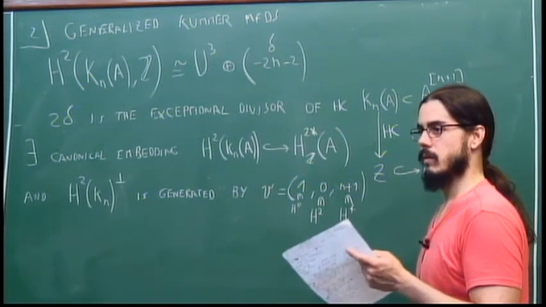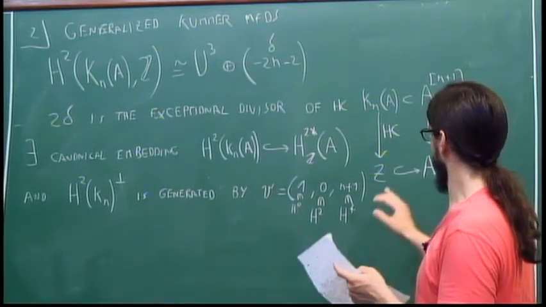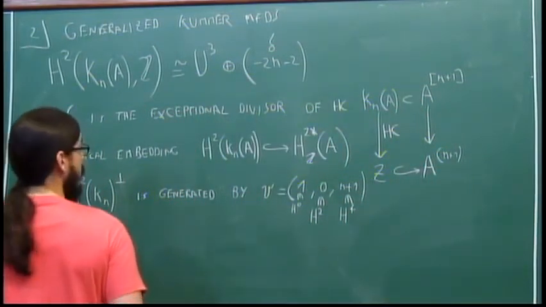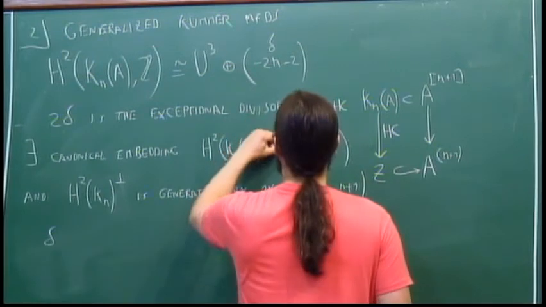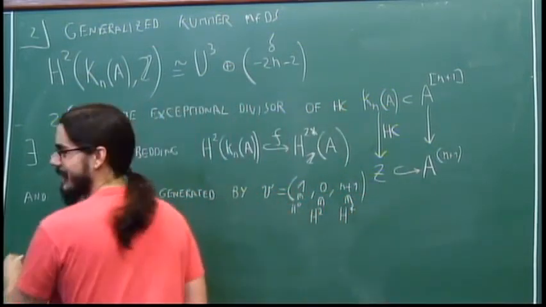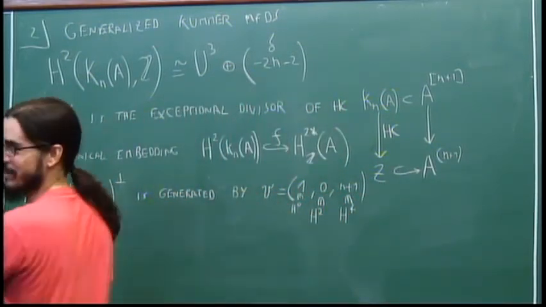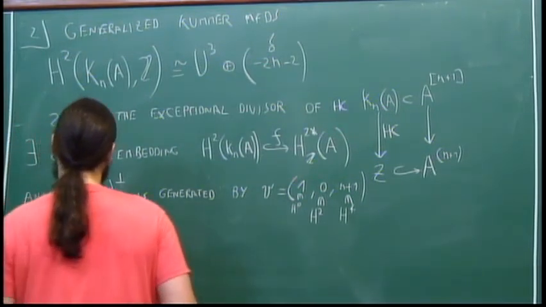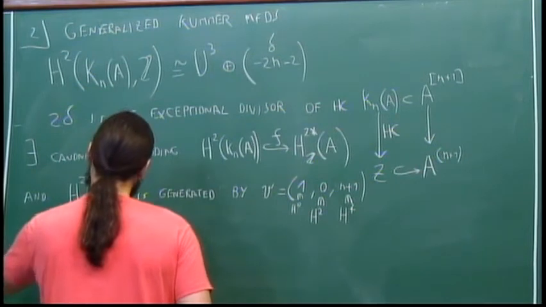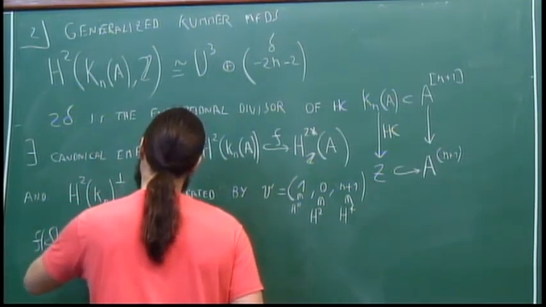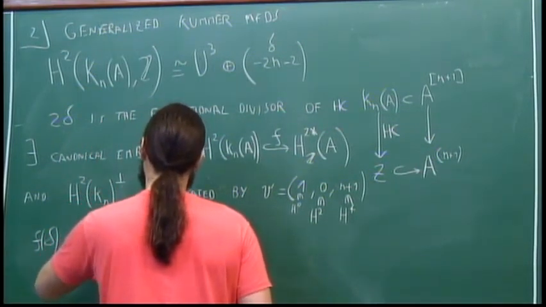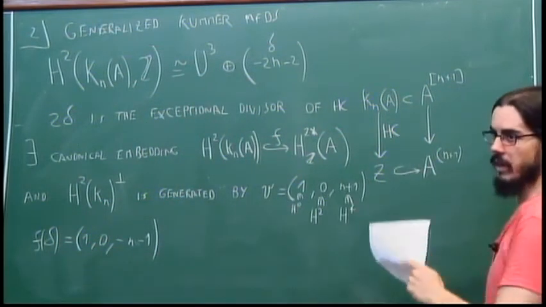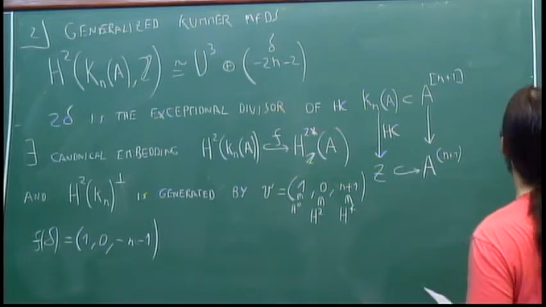Yes? No, just to put on delta, what is delta going to? That's important. So delta, let me give a name, F. So F of delta is (1, 0, -n-1). This is actually very important, and I will be using it soon.